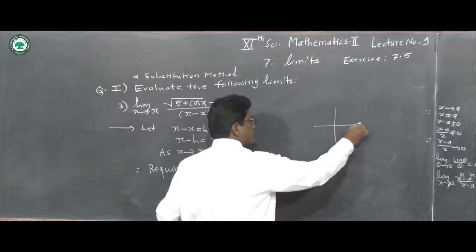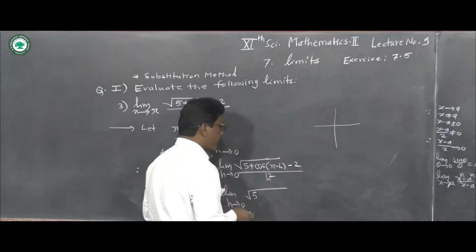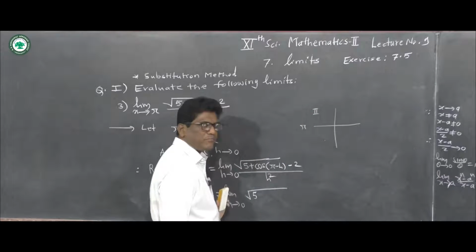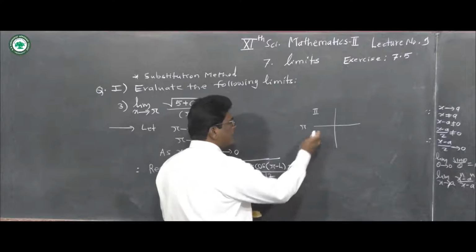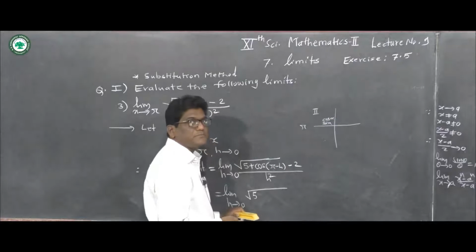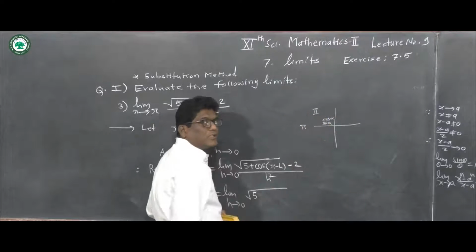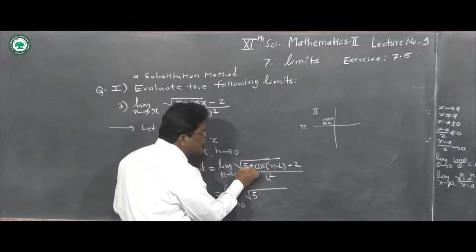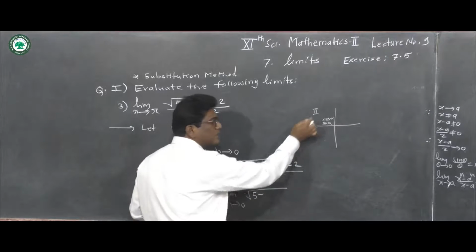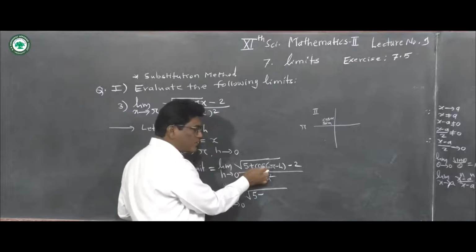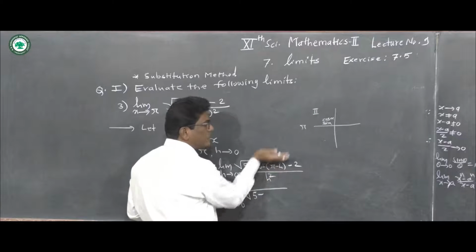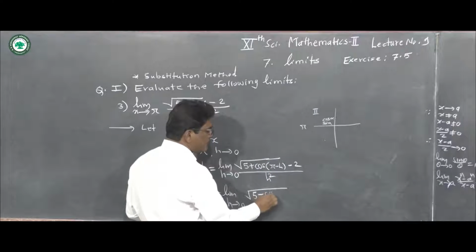Now see here, this is the first quadrant, this is the second, third and fourth quadrant. Now pi minus h, this is pi. Pi minus h means in the second quadrant. Now in the second quadrant, sine and cosec are positive, remaining are negative. So cos is negative in this second quadrant. So we change this plus sign and take minus. Why we take minus? Because cos is negative in the second quadrant. We have to use the formula for cos of 180 minus theta, that is equal to cos of h.